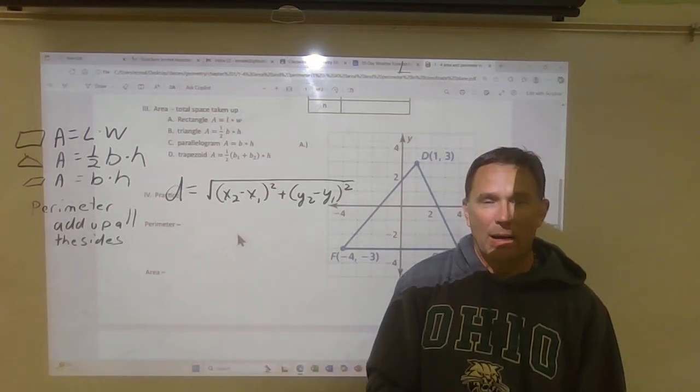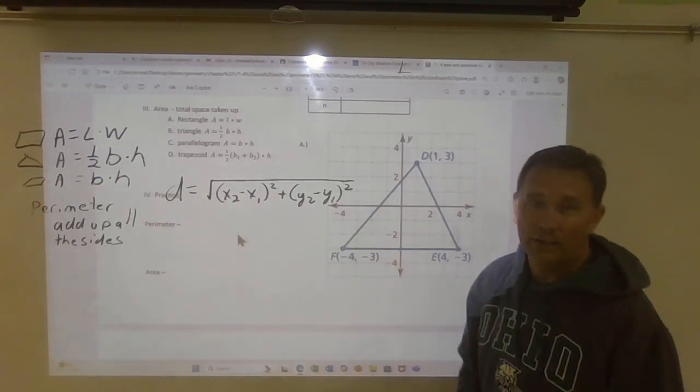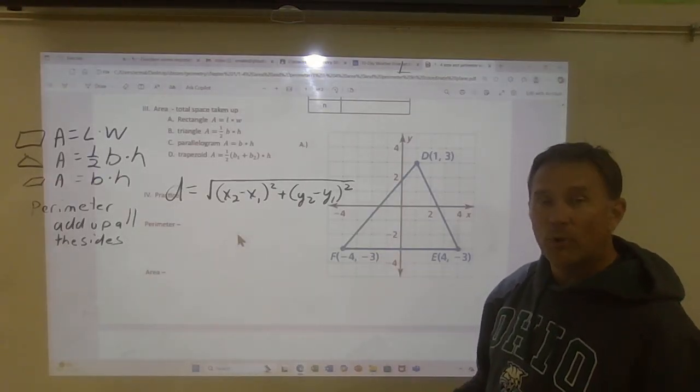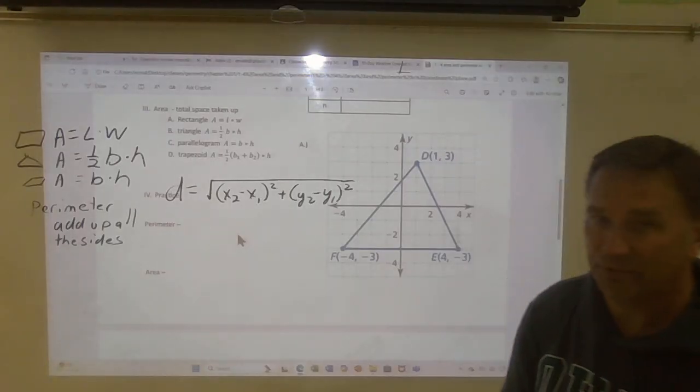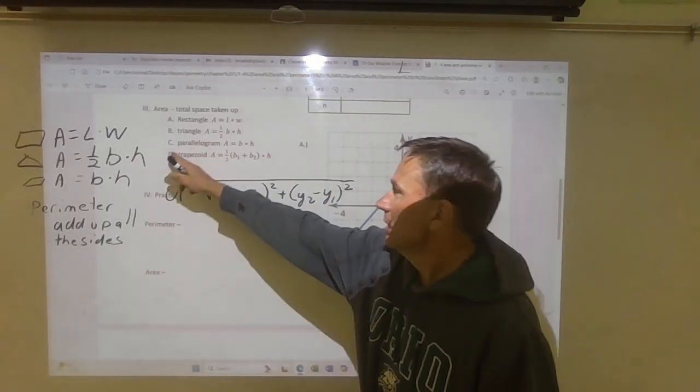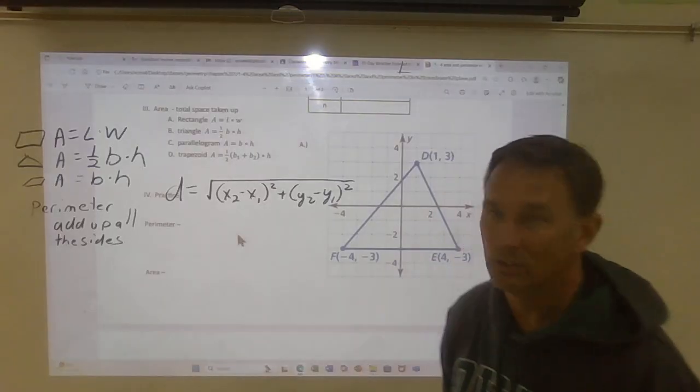Today we're going to be talking about perimeter and area as we look at it on a coordinate plane. We're going to be focusing on these figures: rectangles, triangles, and parallelograms. There is an example or the equation for trapezoid for area. We'll talk about that a little bit later.